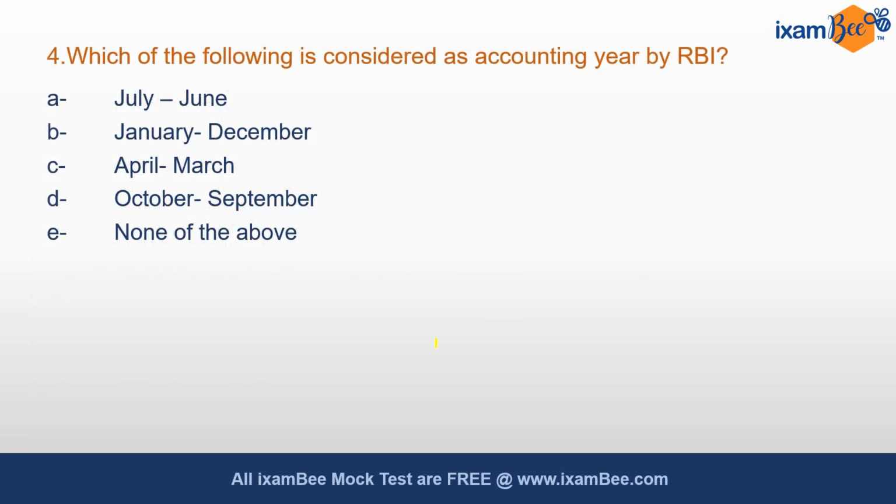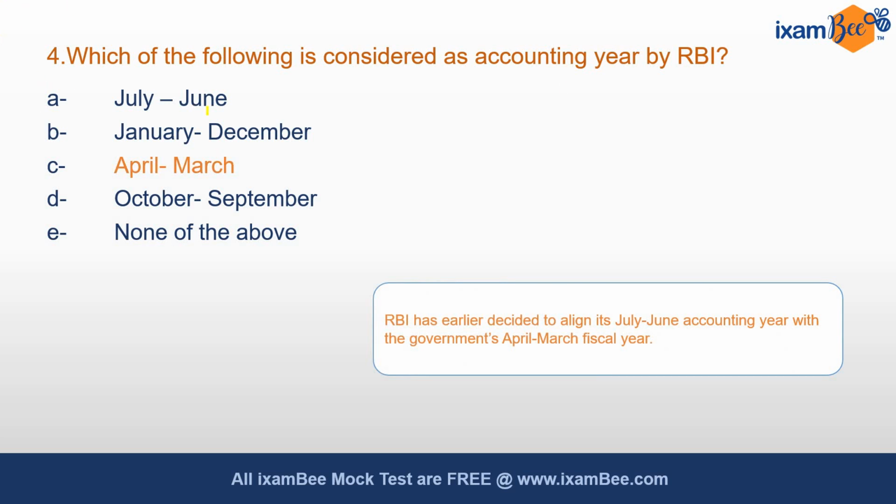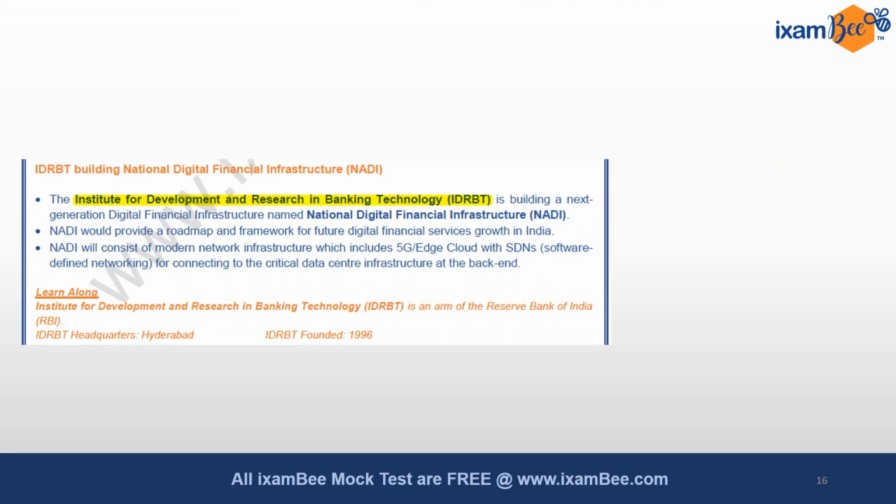So recently this was also in the news. Which of the following is considered as the accounting year of RBI? Yes, April to March. So RBI has decided to align its July to June accounting year with the government's April to March fiscal year. Earlier, RBI used to have this July to June accounting year, and it has recently decided to change this to April and March with the central government.